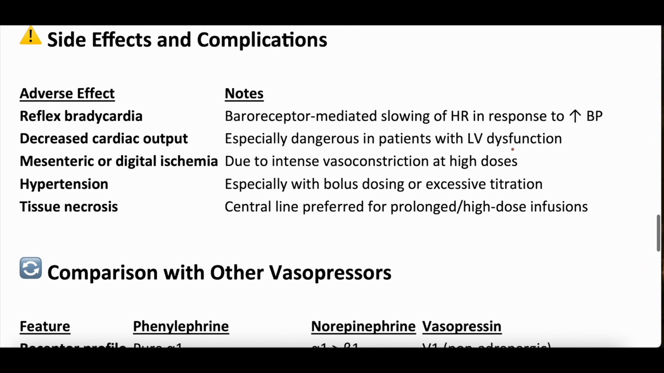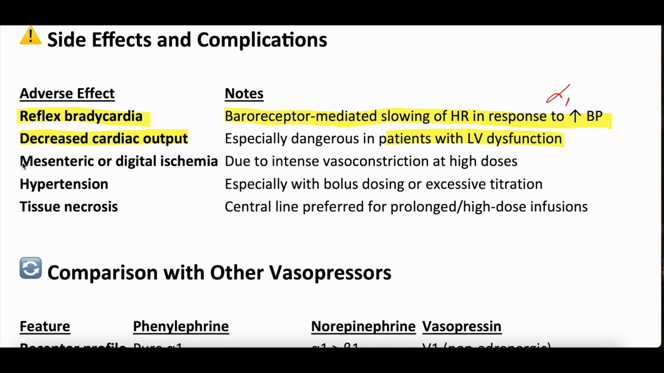All right, side effects and complications. Phenylephrine can cause reflex bradycardia, which is why we crossed out that thing above that was talking about heart rate. It can cause reflex bradycardia, baroreceptor-mediated slowing of heart rate in response to that pure alpha 1 increase in the blood pressure. It can sometimes cause decreased cardiac output by increasing left ventricular afterload, particularly in patients with LV dysfunction. You got to be really, really careful. You should not be grabbing for this drug in patients with left ventricular dysfunction without being very thoughtful about it.